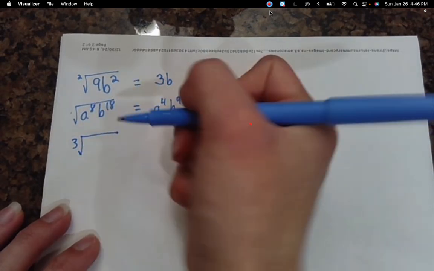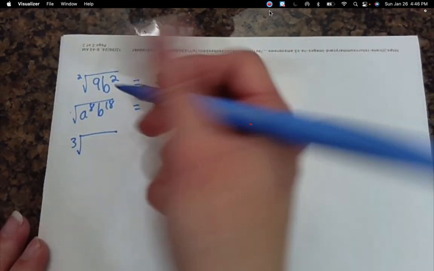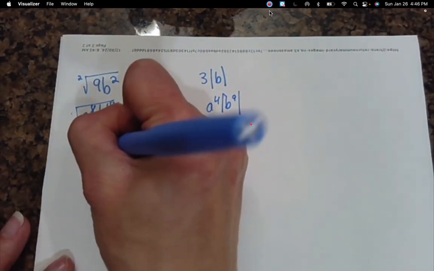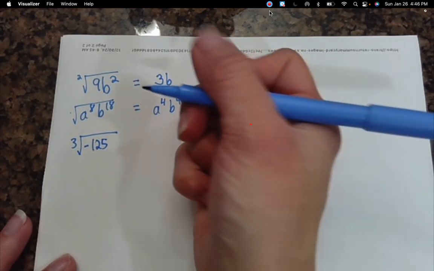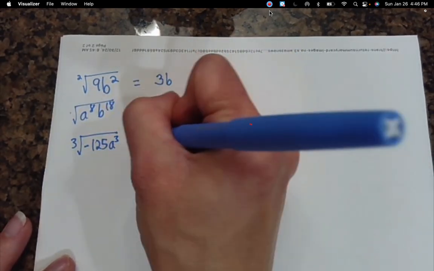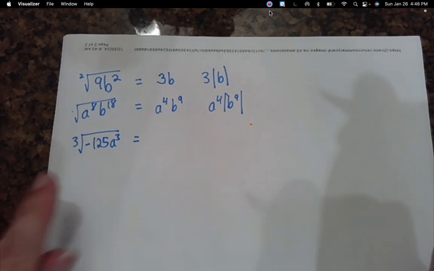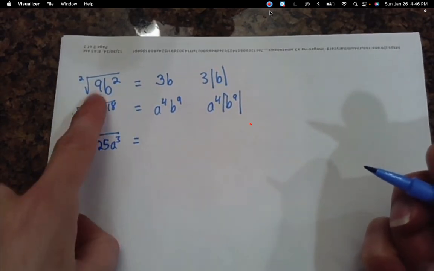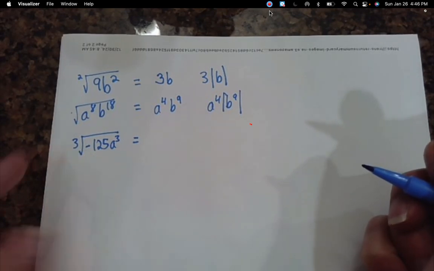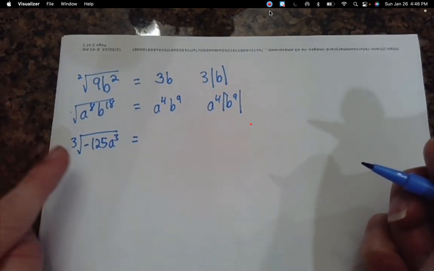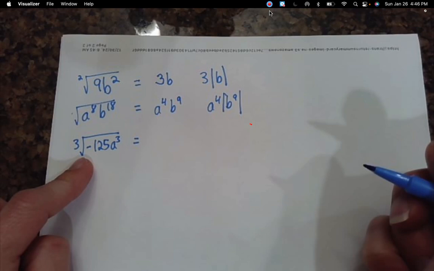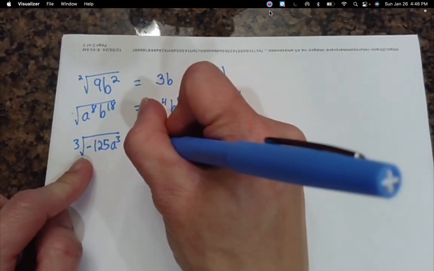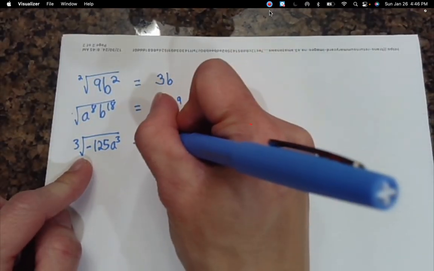Okay, now I have an odd root. I'm going to do a cube root. So none of those rules with the absolute value bars matter. I have negative 125, a to the 3rd. You can take the cube root of a negative. You cannot take an even root of a negative. So a cube root, yes, we're good to go. So what is the cube root of negative 125? Well, it's going to be negative 5.